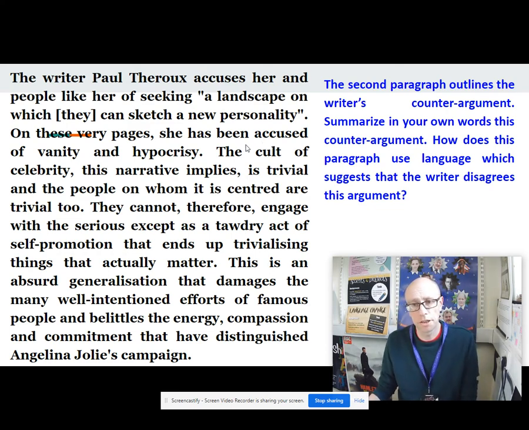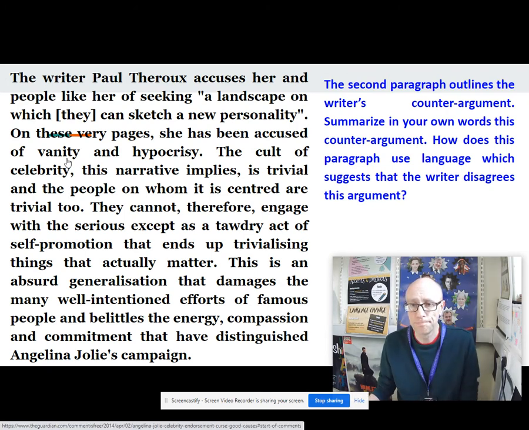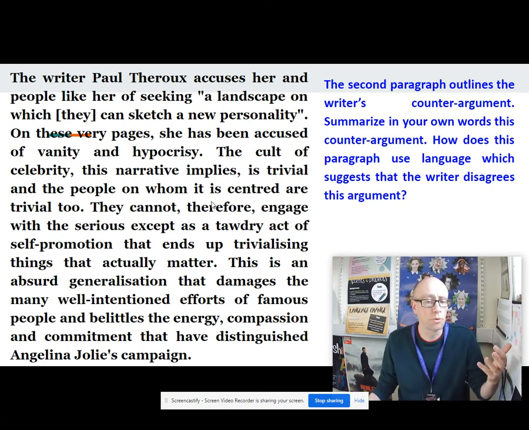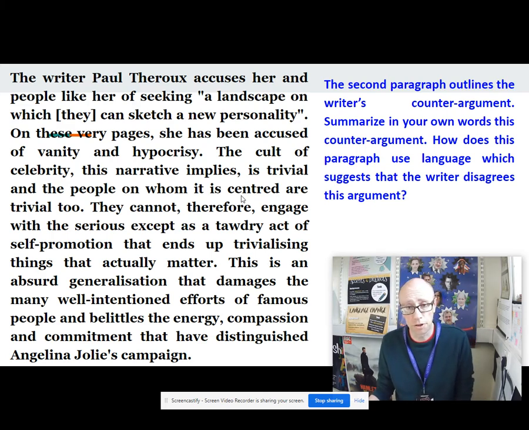So it shows that Angelina Jolie is pretty much in the firing line from people, and they accuse her of these. And we've got these abstract nouns, vanity and hypocrisy. And then it tries to sort of voice properly the counter argument. It's saying that she's a celebrity. Celebrity is a bit like a cult. It's trivial, and therefore the people who are called celebrities are trivial as well, and that they trivialize things that matter once they get involved with them.